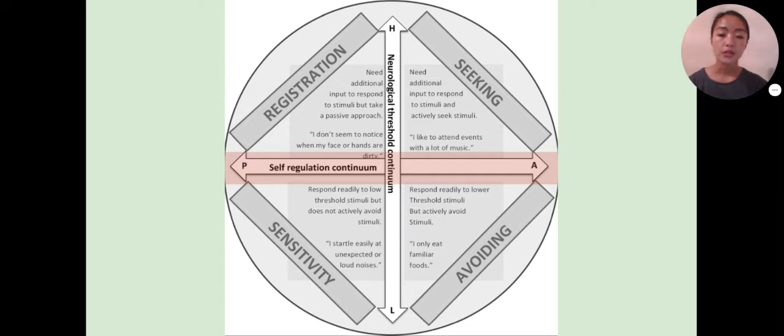On the right are active strategies. A child with active strategies responds immediately to stimuli. For example, a child may leave the room when they smell something they don't like. The child is actively reacting to the stimuli to regulate themselves.